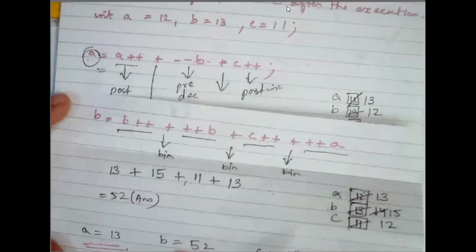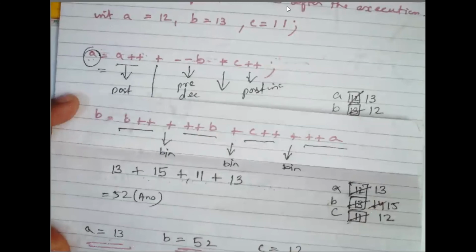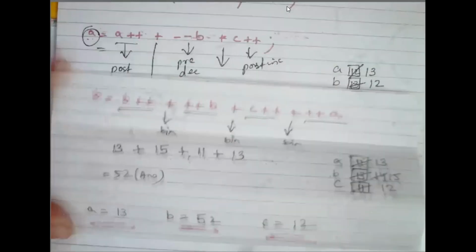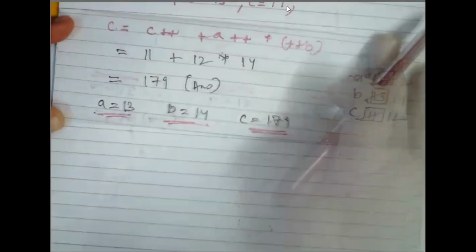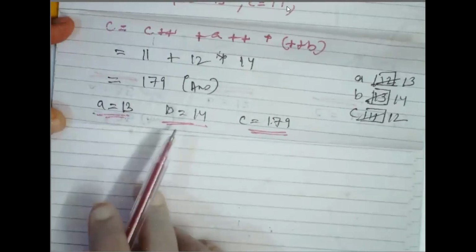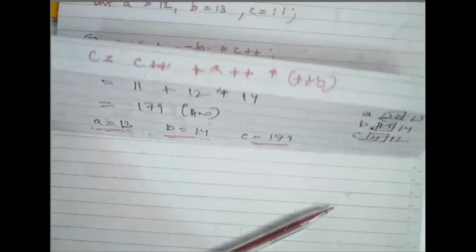In the second question, B was assigned the expression's value. So A's last value was 13, B's expression value was 52, and C's last value was 12. And in the last question that we did, C was assigned the expression. So A's last value was 13, B's last value was 14, and C's expression value was 179.